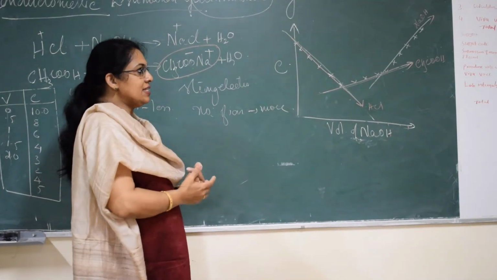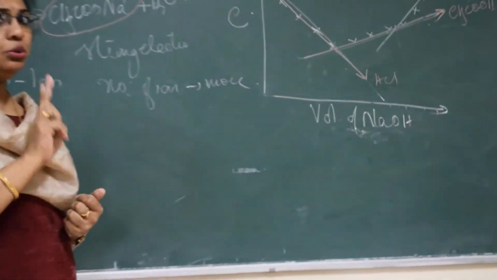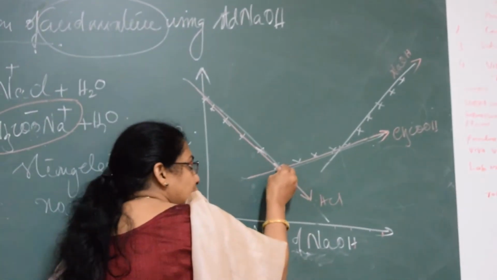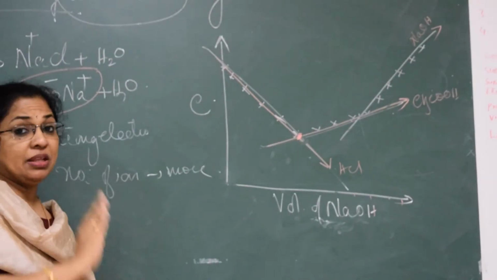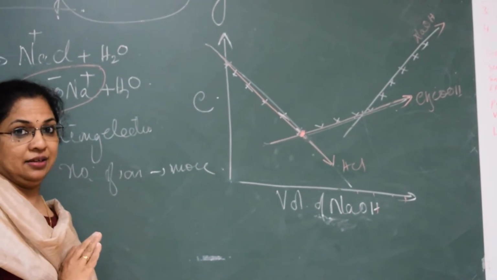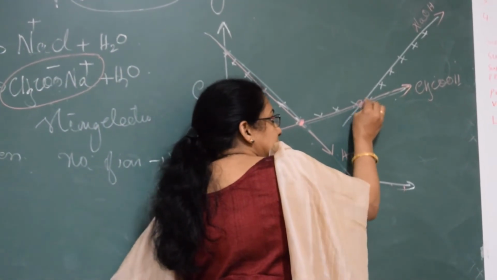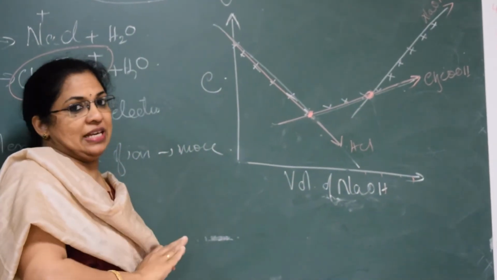So when you plot these three lines, you get two points of intersection. The first point of intersection shows the complete neutralization of HCl. Now the second point represents the complete neutralization of acetic acid.